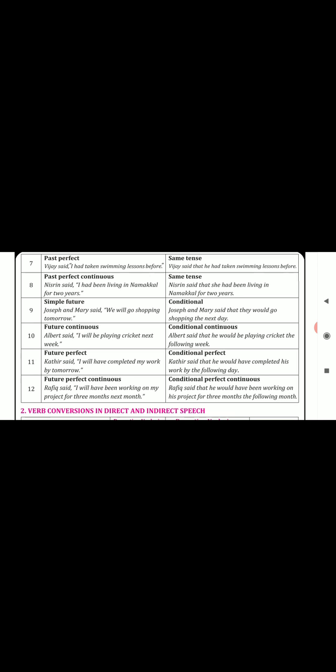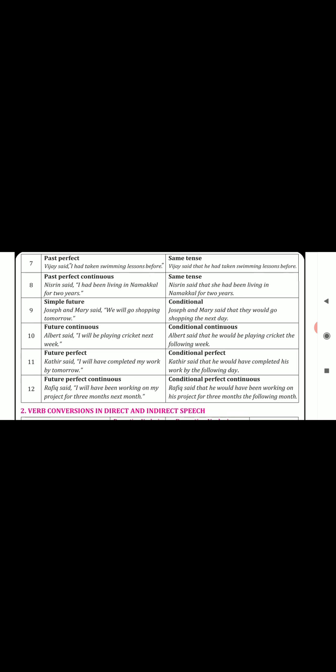And then future continuous. Albert said, "I will be playing cricket next week." So here will be playing is future continuous. So here we have to use the past form in the auxiliary verb. So here will becomes would. Albert said that he would be playing cricket the following week.